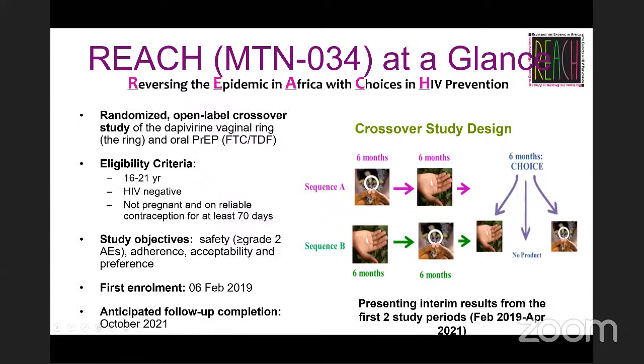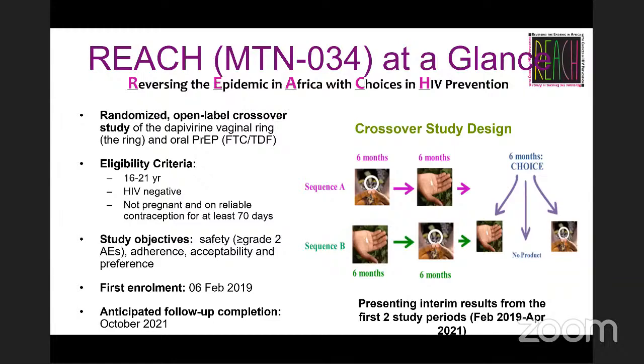So in another study, known as REACH, MTN-034, they specifically chose young women who have been facing challenges with adherence. In some other studies, these young women, even when they were given rings, had challenges in adherence. In this study, they took both the ring and oral PrEP in a head-to-head comparison, known as a crossover design. So they start with either the ring or the pill. After 6 months, they switch over, and at that period they choose the ring, the pill, or no product.